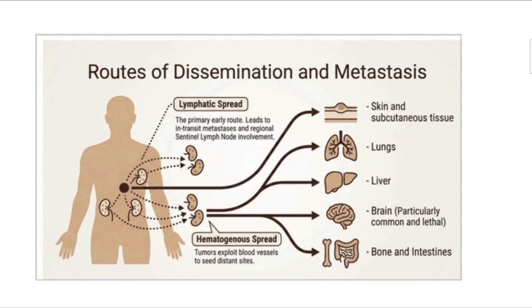Liver is frequently involved. Brain is fairly common and dangerous. Brain metastases are a major cause of death in melanoma. Bone and intestines, the gastrointestinal tract, can also be affected. Why is brain metastasis common? Because melanoma cells have a high tendency to spread to the bloodstream and cross into the brain, making brain metastasis relatively common and giving a very poor prognosis.